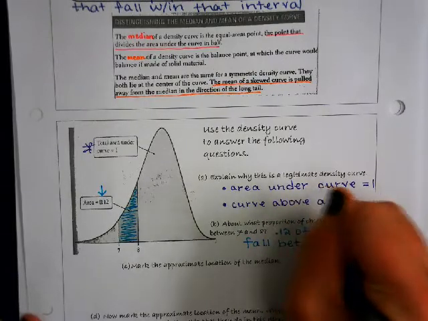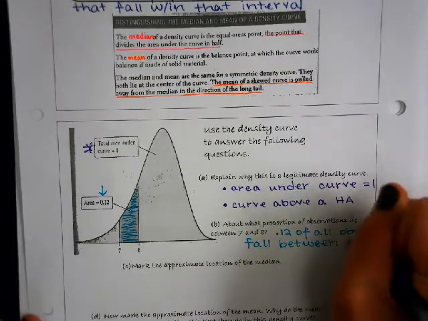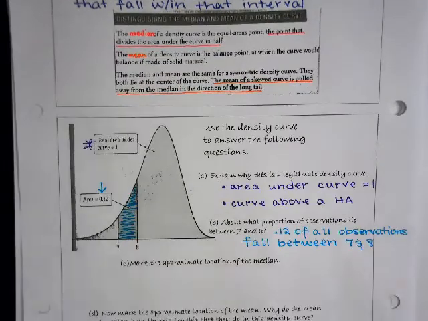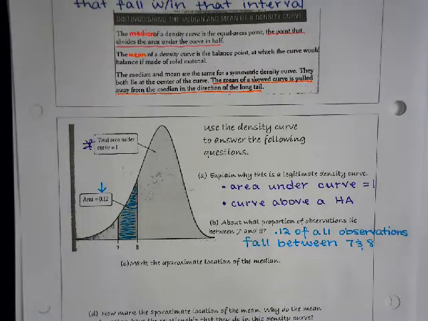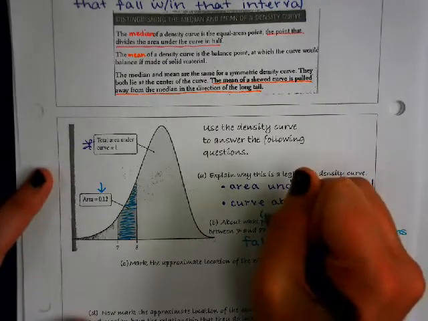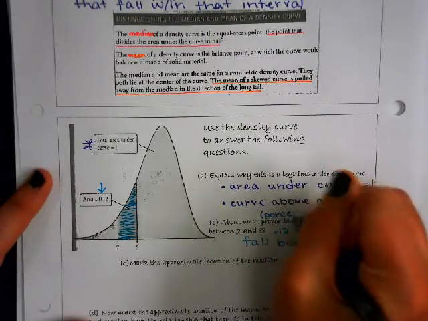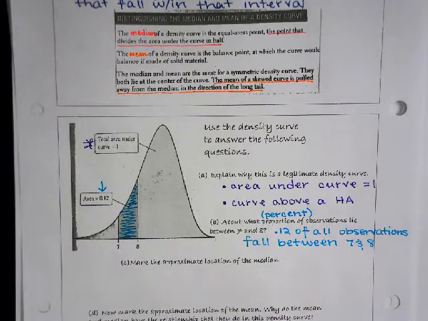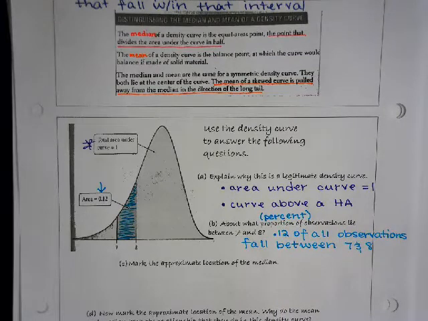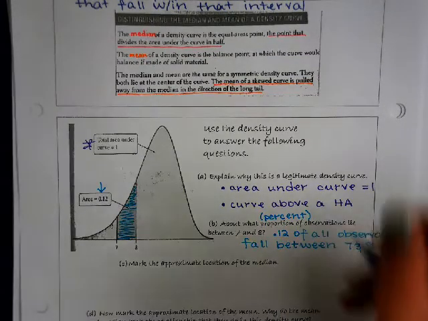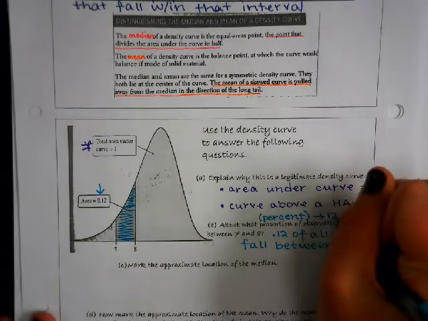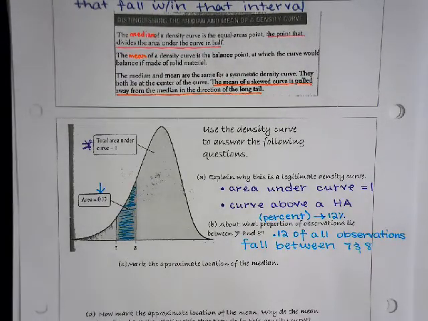Now, in your homework, it may not say proportions. What's another word for proportion that we could use? Percent. You may see about what percent of observations lie between 7 and 8. Same type of question, but instead of saying 0.12, I should say 12%. Any questions so far?